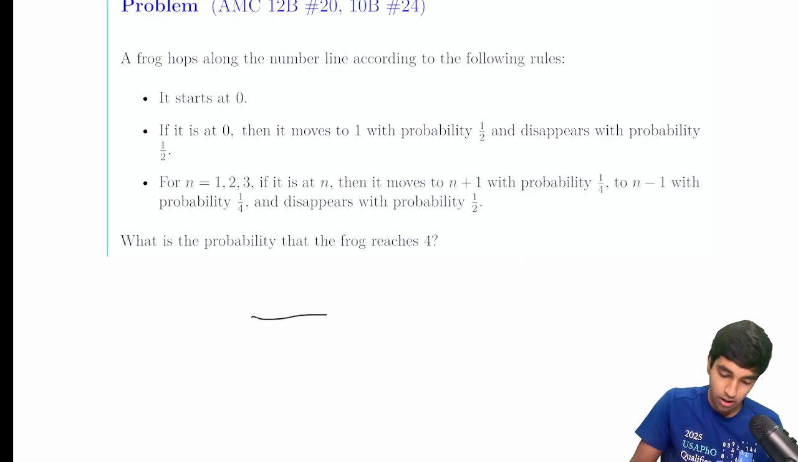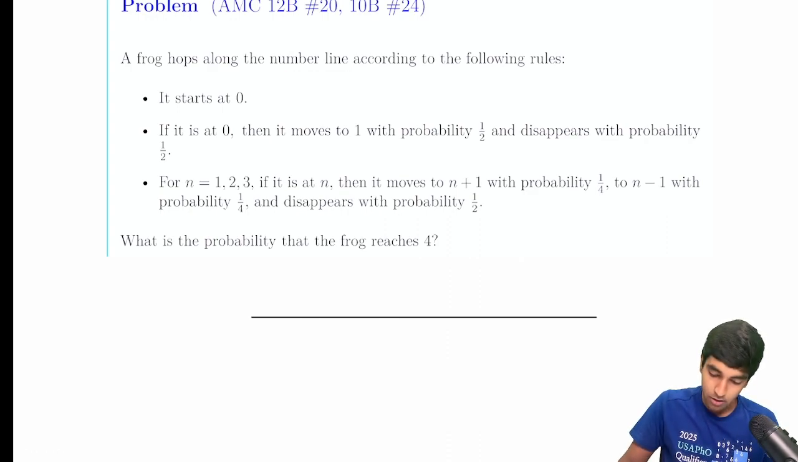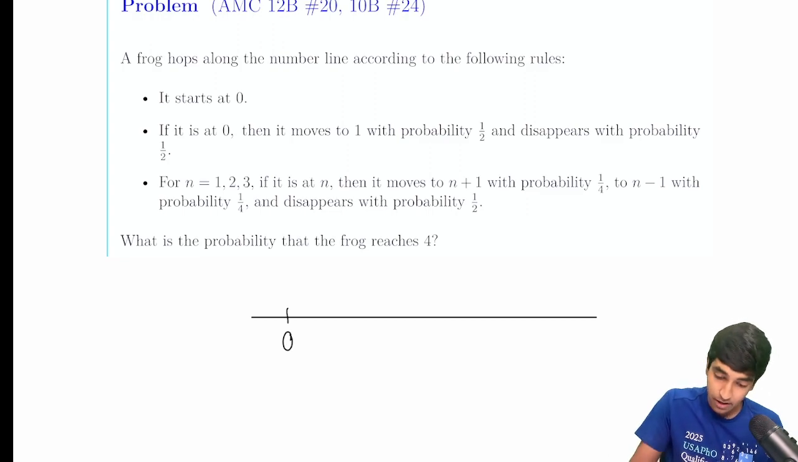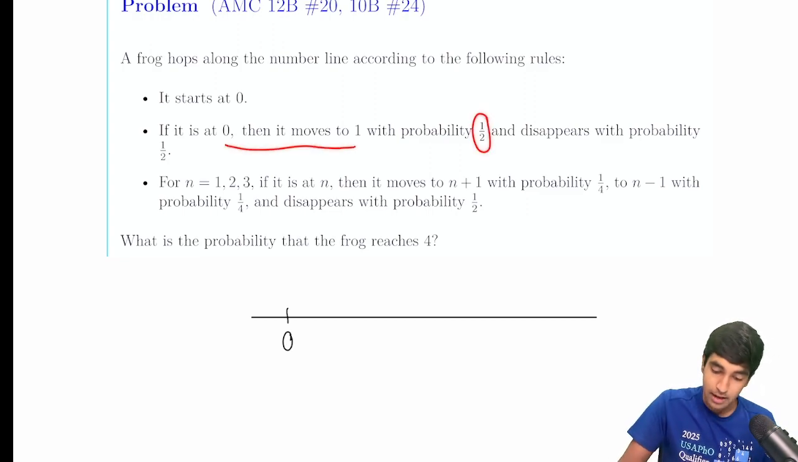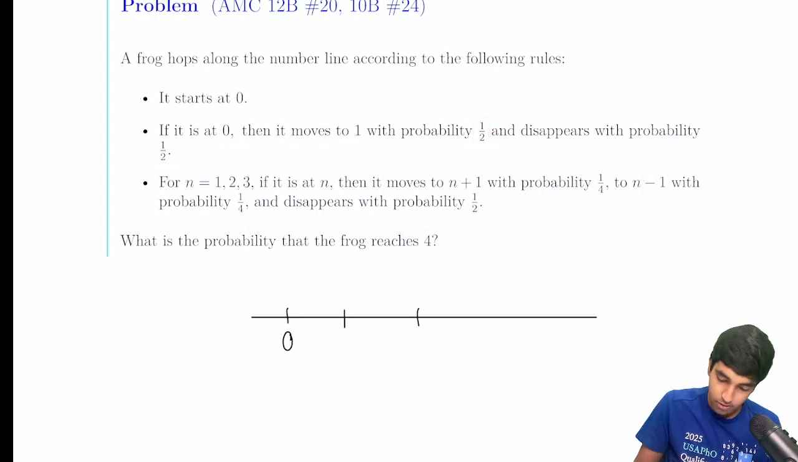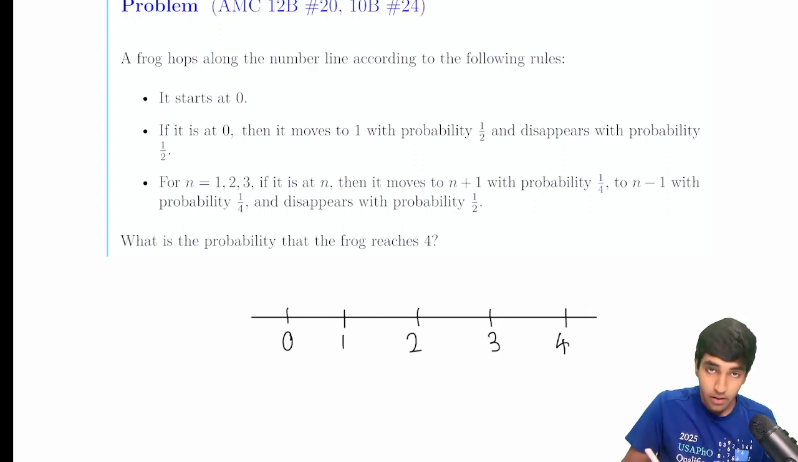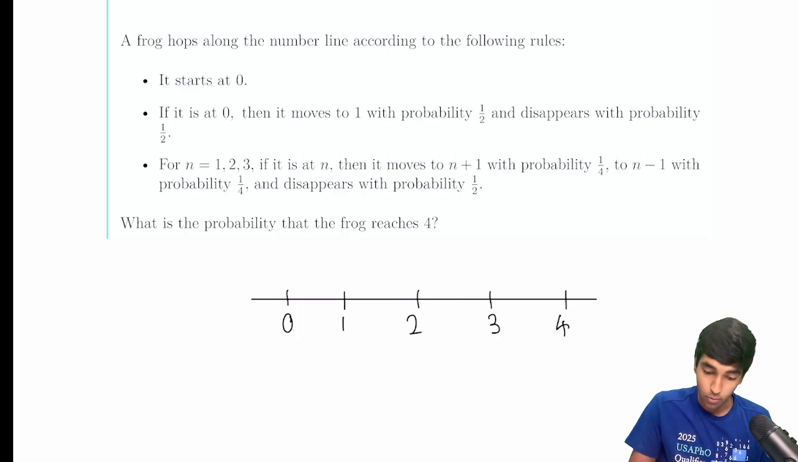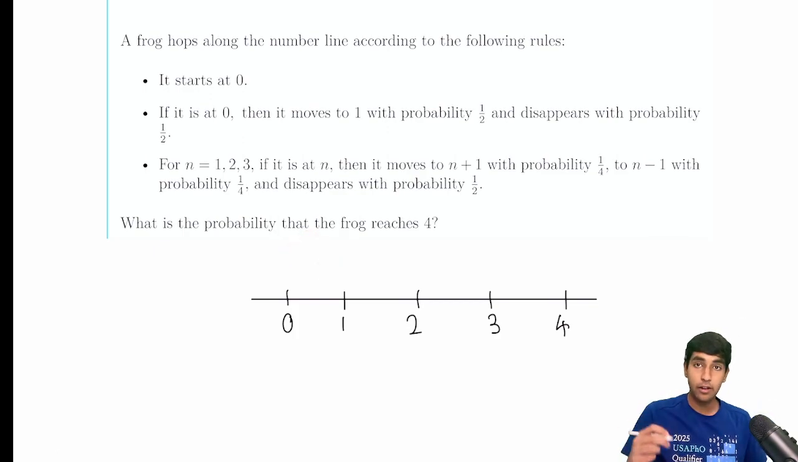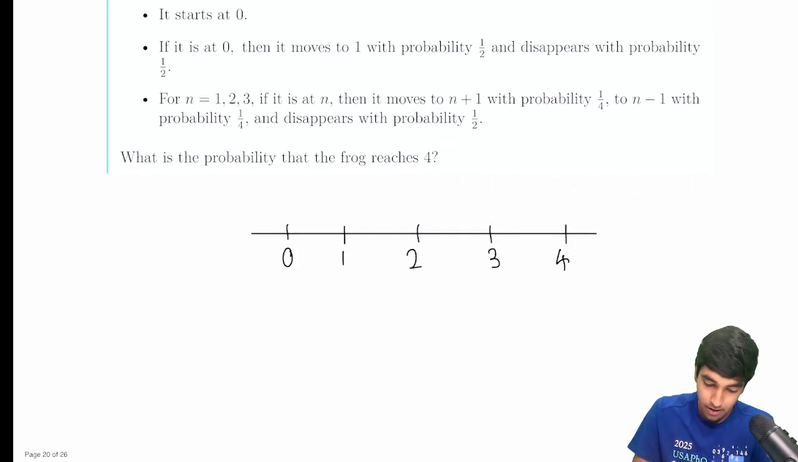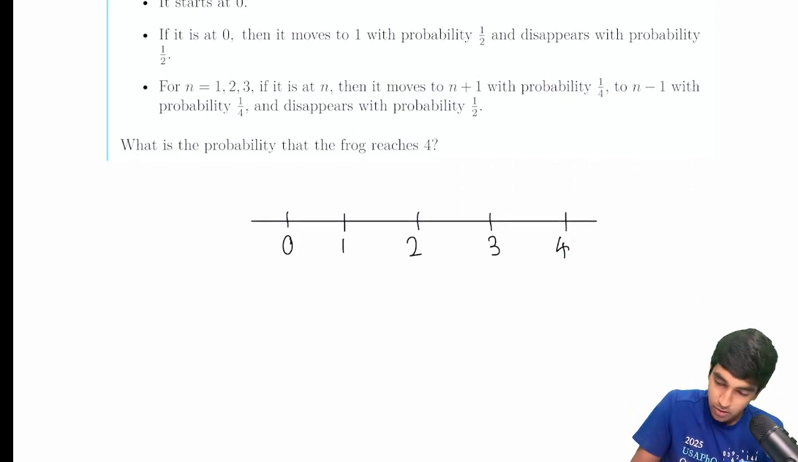It starts at 0. And if it's at 0, it moves to 1 with probability half and disappears with probability half. So 1, 2, let's say 3, and then 4, right? So over here, there's a half chance it goes to 1, and a half chance it disappears. Let's see what that looks like. So half the time it goes here, half the time it just vanishes.